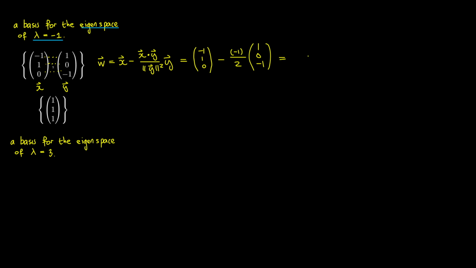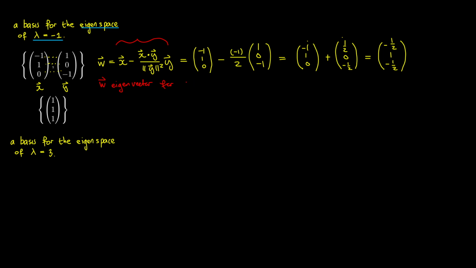Okay, so here, what does this end up being? Well, the negatives here will cancel, and so we have -1, 1, 0, and then plus a half, 0, and then here we have -1/2. And just to simplify everything further, this is just -1/2, because -1 plus a half is just -1/2. Here we have 1, and here we have -1/2. Okay, so what is the important thing to keep in mind about this? Because w is a linear combination of x and y, this explains why it is going to be an eigenvector for lambda equal to -1.